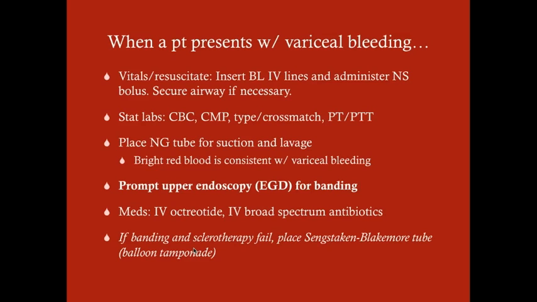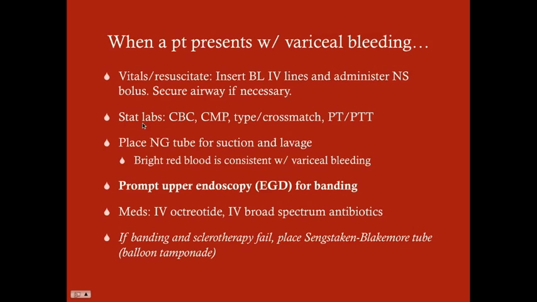So when a patient presents with variceal bleeding, what do you do? First, you manage their ABCs. So you need to secure an airway if necessary. If they've got consistent vomiting and if their oxygenation is less than 88%, 85%, then you're going to definitely need to secure an airway. Also, insert bilateral IV lines, large bore, and administer a normal saline bolus. We know that these patients are dehydrated because one, they're vomiting, and two, they're vomiting blood. So you're definitely going to be administering a normal saline bolus, at least one.